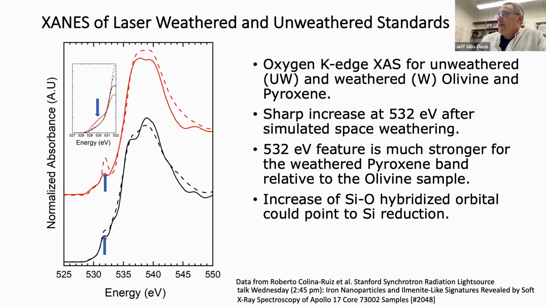And what we notice is there's a sharp increase at the 532 after we do the space weathering, and this feature is much stronger in the pyroxene band relative to the olivine sample, and this is probably due to the relative amounts of oxygen that are in pyroxene relative to olivine. And we think this is showing increased hybridization of the silica oxygen orbital, and it probably points to Si reduction of the material.